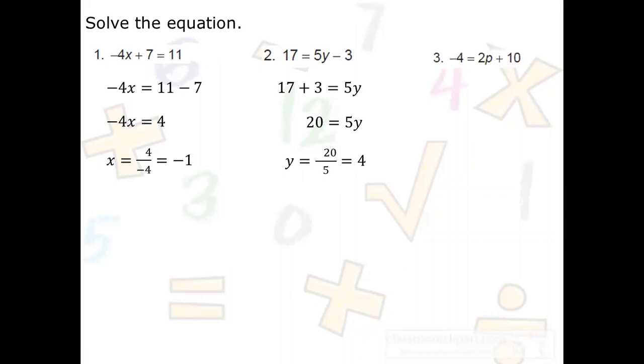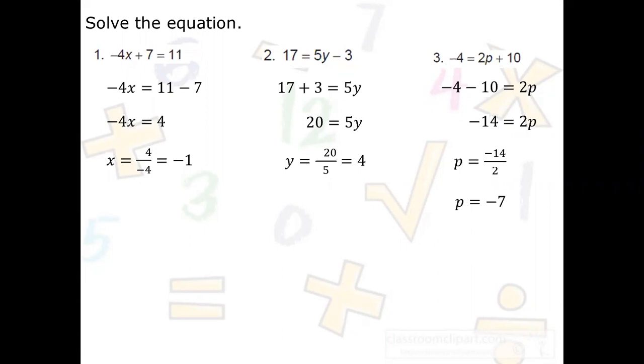Moving to question number 3. Negative 4 is equal to 2p plus 10. As always, the plus 10 will become minus 10. So minus 4 minus 10 will give you negative 14. So negative 14 is equal to 2p, which is 2 multiplied by p. So p is going to be negative 14 divided by 2. P is going to be equal to negative 7. So the answer for question number 3 is p equals negative 7.